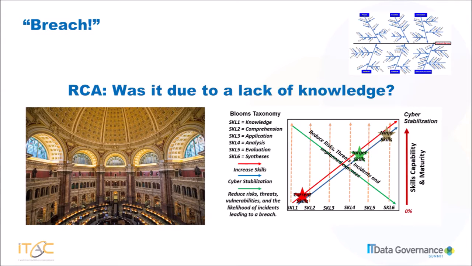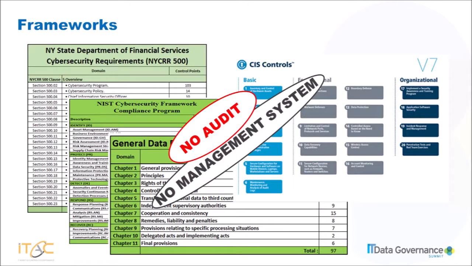Back to our scenario. Was the breach due to a lack of knowledge? To be honest, maybe most of the players have never been through a breach before and didn't know how to respond or weren't prepared. As part of my root cause analysis, I looked at several popular frameworks that are out there today. I looked at the CIS controls, the General Data Protection Regulation, also the NIST Cybersecurity Framework, and the New York State Department of Financial Services cybersecurity requirements.